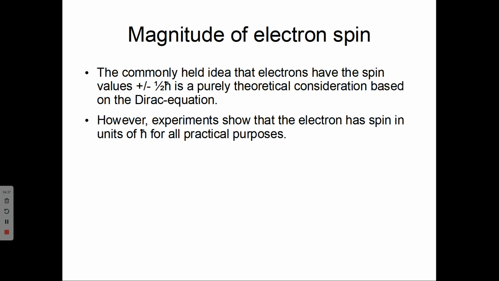Now, inevitably, I guess I would have to comment on this notion that electrons have either spin plus minus 1/2 h bar. It's stated everywhere if you start to read about anything about electron spin, and it should be emphasized that this is a purely theoretical consideration based on the Dirac equation. If you do measure the spin, the magnitude of the spin according to classical wisdom, then it turns out to be h bar and not 1/2 h bar.